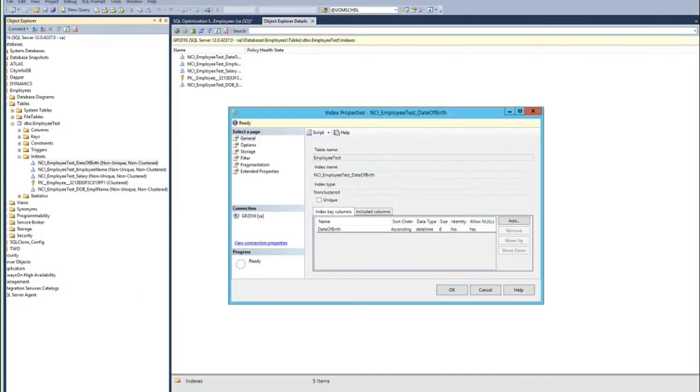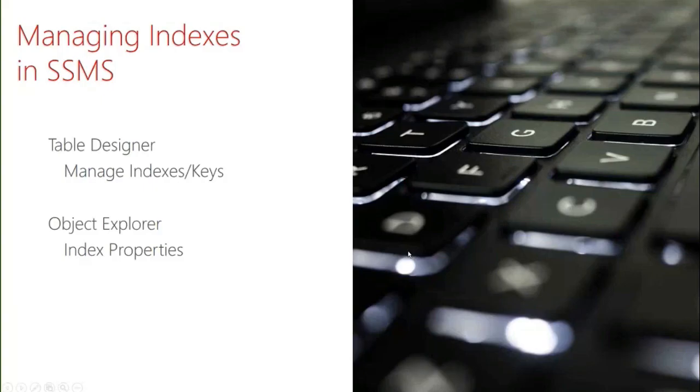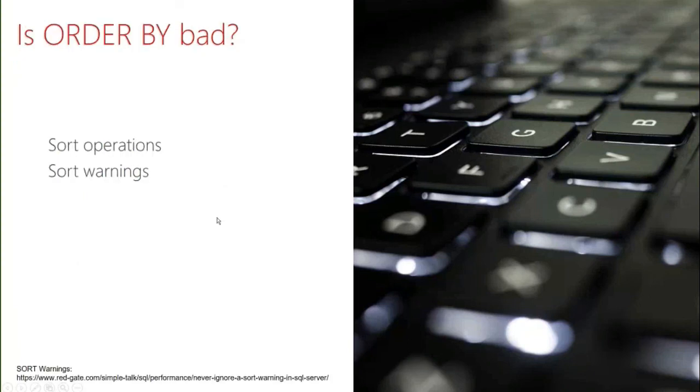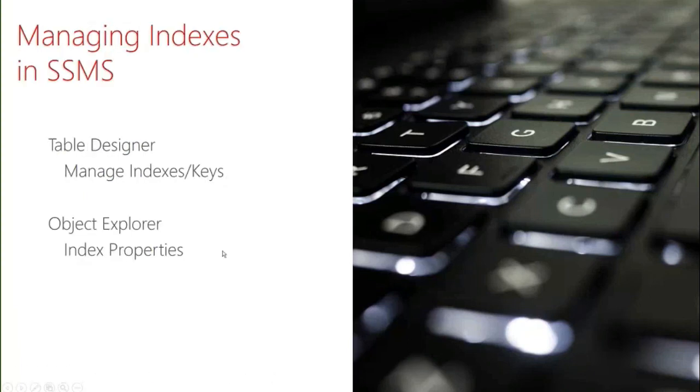I can get the complete index properties window, and you can see included columns and get a better idea what's going on. Okay, so those are the two options. I recommend Table Designer, excuse me, Object Explorer.